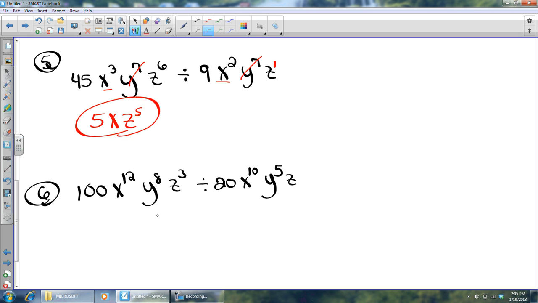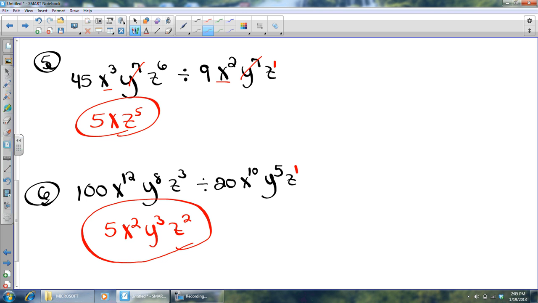Okay. Now here comes my solution for number 6. If you haven't tried it yet, pause the video, because here it comes. 100 divided by 20 is 5. X to the 12th divided by x to the 10th. 12 minus 10 is 2. Y to the 8th divided by y to the 5th. That's a y cubed. Z cubed divided by z. Remember, that's a z to the first. Z squared. And there you go.